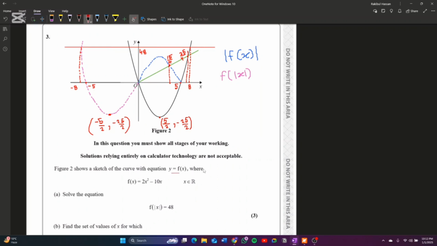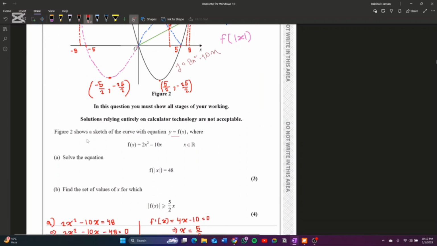with equation y equal to f of x, where f of x is 2x squared minus 10x. Okay, so this curve, the equation for this is y equal to 2x squared minus 10x. All right, then A, solve the equation for modulus of f of x is equal to 48.